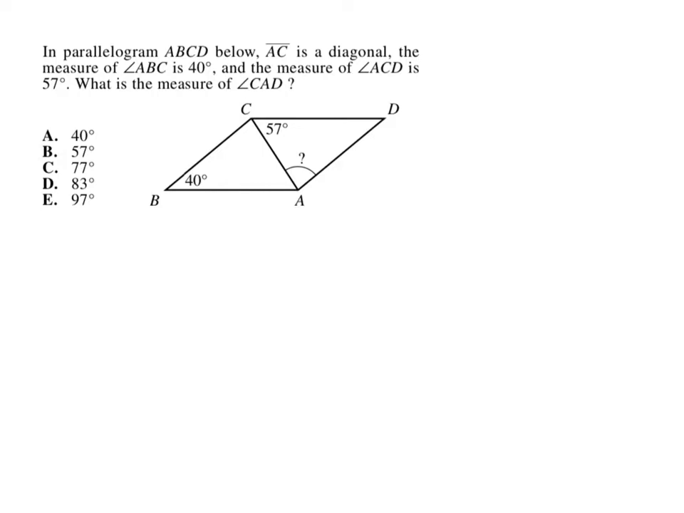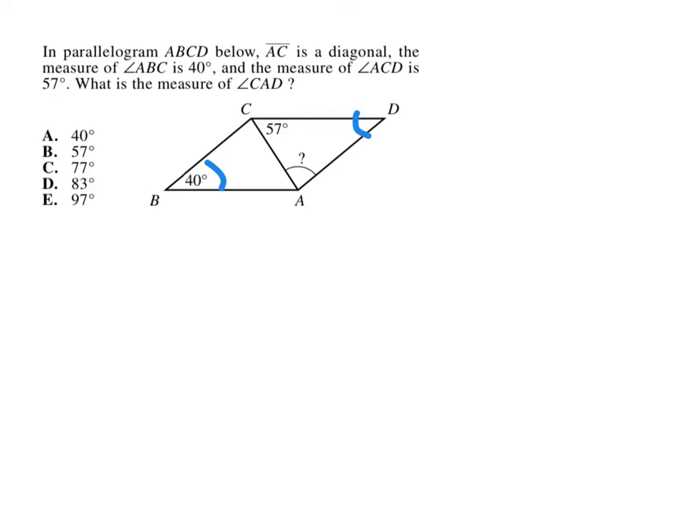Okay, so this goes back to some geometry. And the first thing that I want to make sure we know is a parallelogram. So a parallelogram is a four-sided figure where opposite sides are parallel. Now, in this big parallelogram, ABCD, we know that opposite angles have to be congruent in order for it to be a parallelogram, which means angle B is 40 degrees, and angle D must also be 40 degrees.